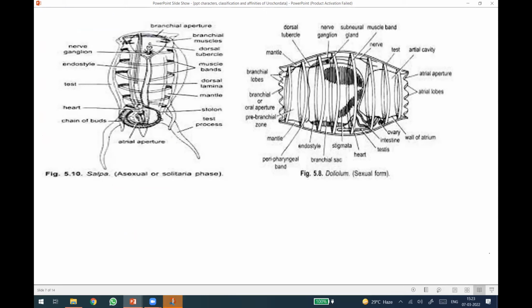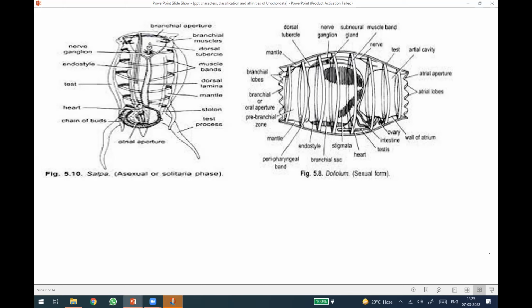These are not sessile, not fixed. The tunic is transparent. These are the examples of Thaliacea, Doliolum and Salpa. The tunic is transparent, very thin, with circumferential bands of muscles within the wall of the test. These are the bands of muscles in both Doliolum and Salpa. These bands of muscles are very clearly visible as the tunic is very transparent.